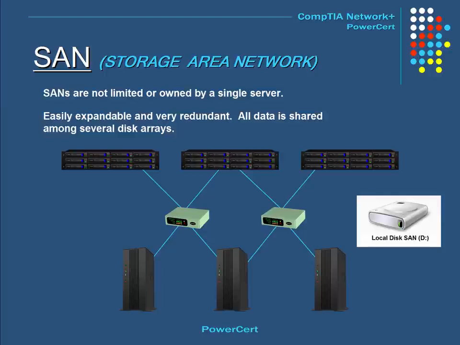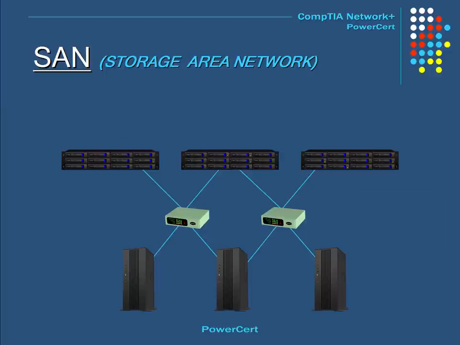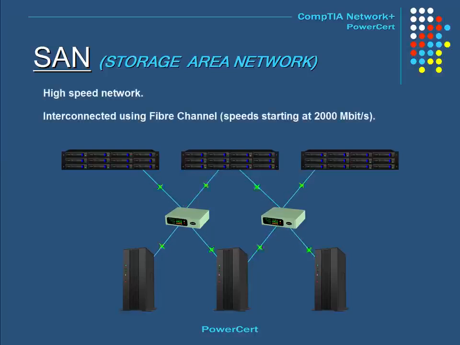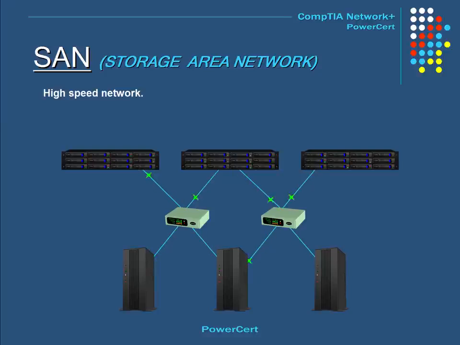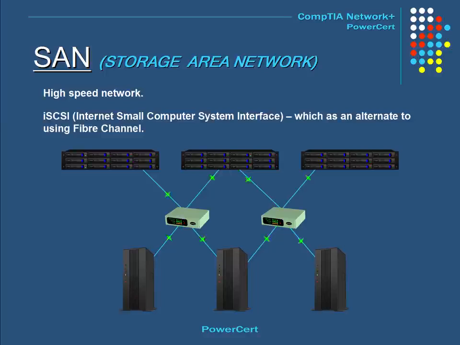And as I mentioned before, a SAN is a high-speed network. And that's because in a SAN, all the devices are interconnected using Fibre Channel, which is a standard for SAN that has network speeds starting at over 2,000 megabits per second. And as an alternative to using Fibre Channel, there is iSCSI. iSCSI stands for Internet Small Computer System Interface, which is a data storage protocol that transports SCSI requests over standard TCP/IP.